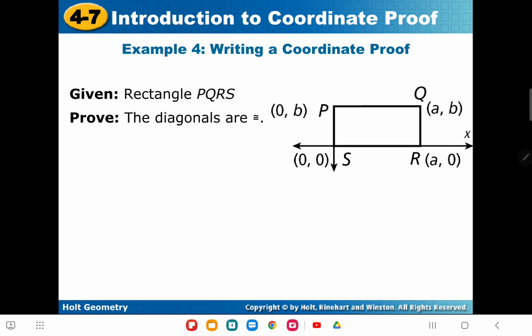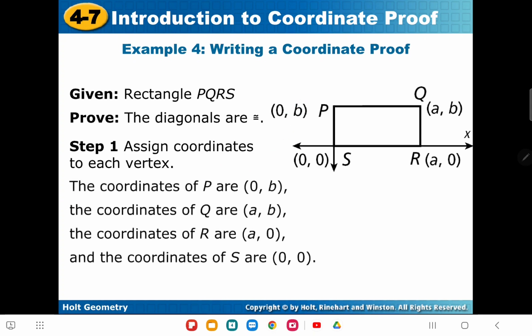So here's a coordinate proof. I want to prove in rectangle PQRS that the diagonals are congruent. Now I know this is a rectangle because it does have 4 right angles. So I want to be able to show that these diagonals have the same length. Okay, so I'm going to walk through the proof of this. Got my coordinates assigned to each vertex.